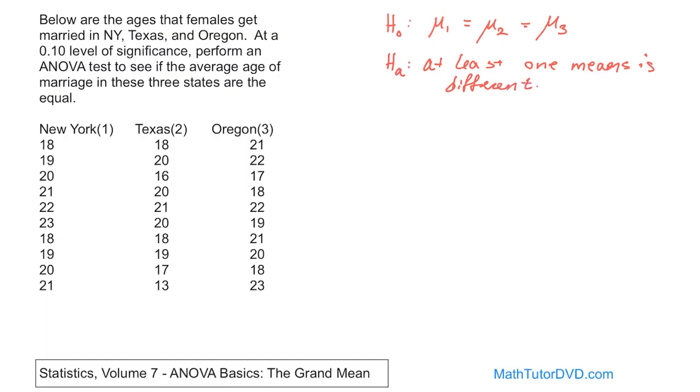And I want to remind you, we did talk about it in the last section, that even at the end of this test, I'm really not going to know which of these means is different, if any of them are different. I'm just going to know that one of them is different. You have to do different testing beyond the scope of ANOVA to figure out which one of them is different.